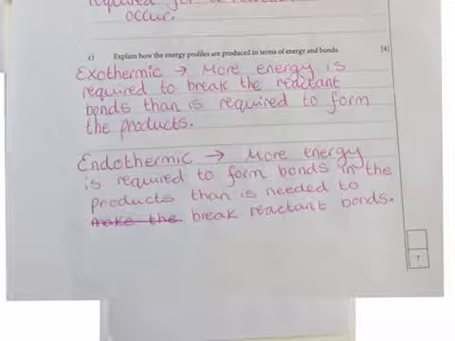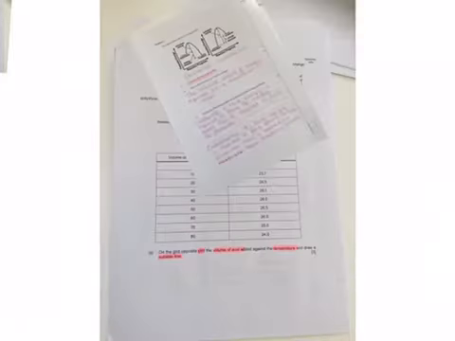More energy is required to break the reactant bonds than is required to form the products. Energy is being released. Then endothermic, more energy is required to form the bonds in the products than is needed to break the reactant bonds. Energy has to be absorbed from the system.